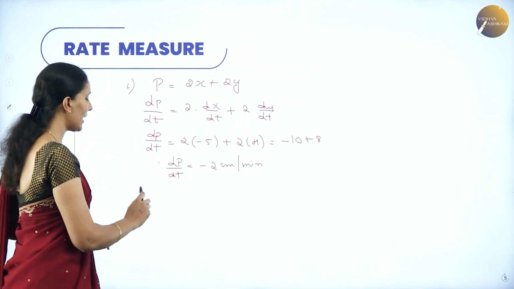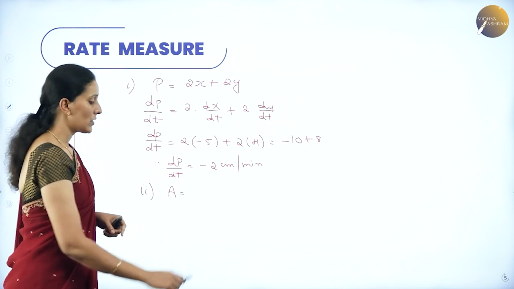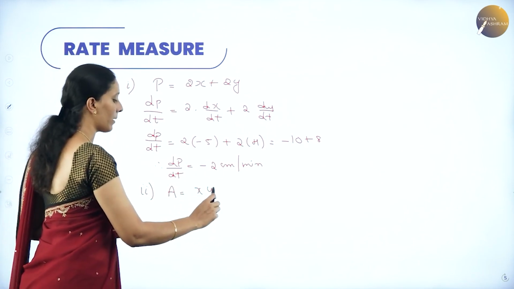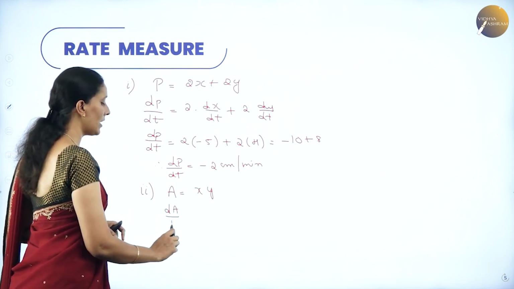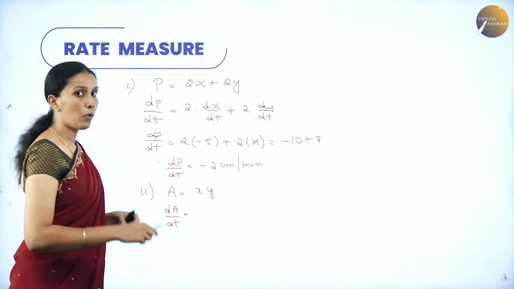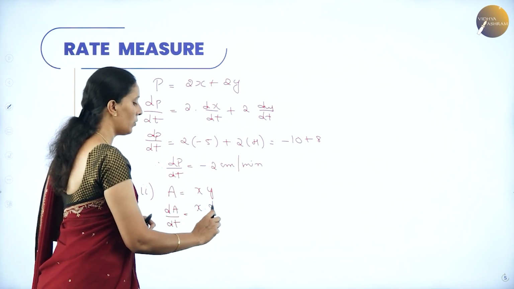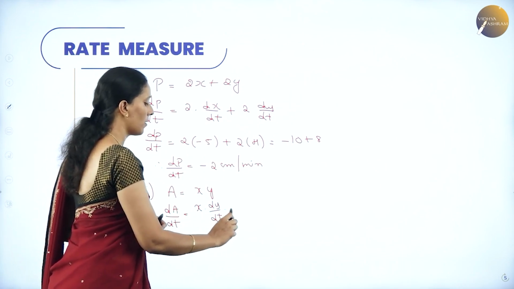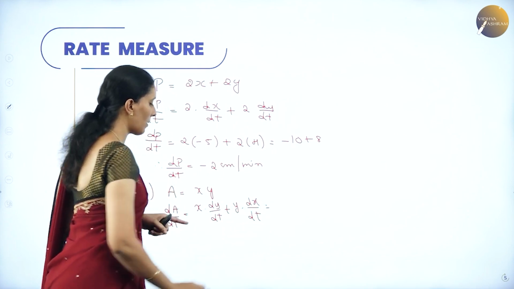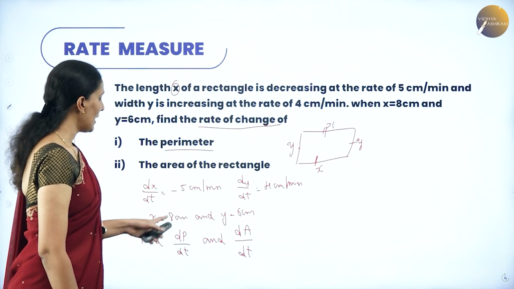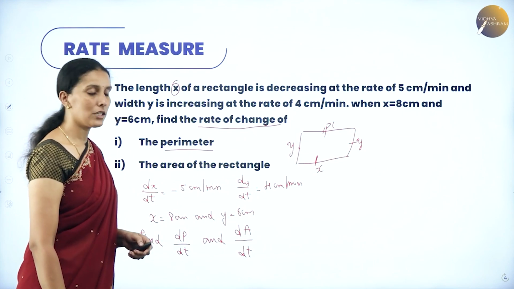Now let us calculate the area. The area of a rectangle is nothing but length into breadth. Here length is x, breadth is y. Now let us differentiate with respect to t. So dA by dt: x and y both are functions here, so let us apply the product rule. First function into derivative of the second plus second function into derivative of the first. Now let us apply the values. x is 8, y is 6, dx by dt is minus 5, dy by dt is 4.